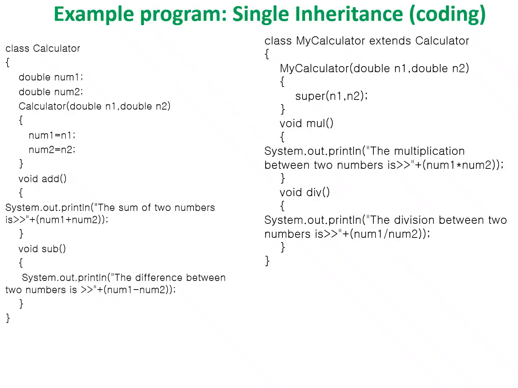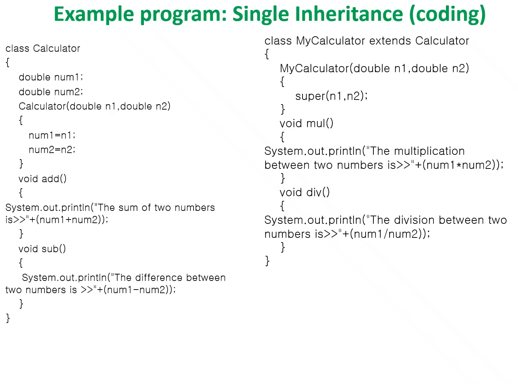Here is the code of single inheritance. The Calculator class contains the variables double num1 and num2. The Calculator contains the constructor Calculator of double n1, double n2. Here num1 value is set to n1 and num2 to n2. Next, the add method adds num1 and num2 and prints the result to the screen. And the sub method is used to subtract num1 and num2.